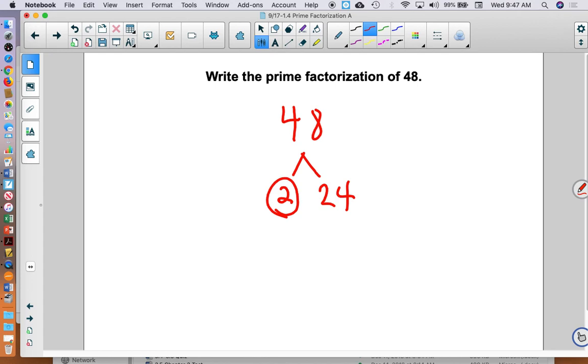Okay? Now, I have to look at 24, the branch that has 24 on it. It's not prime, so it can't produce any fruit yet. I want specific types of fruit. Now, I'm going to go back to my rules of divisibility. Is it an even number? Yes. So what does that tell you, Callie?